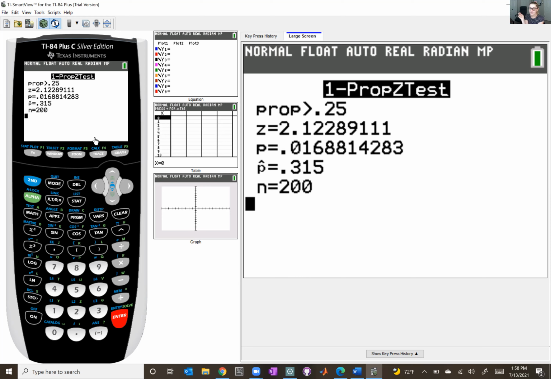I'll tell you, when I first started programming, I did not know what the p-value was. I could tell you how to decide to reject the null or not, but I didn't conceptually understand it. So it's always good to know.